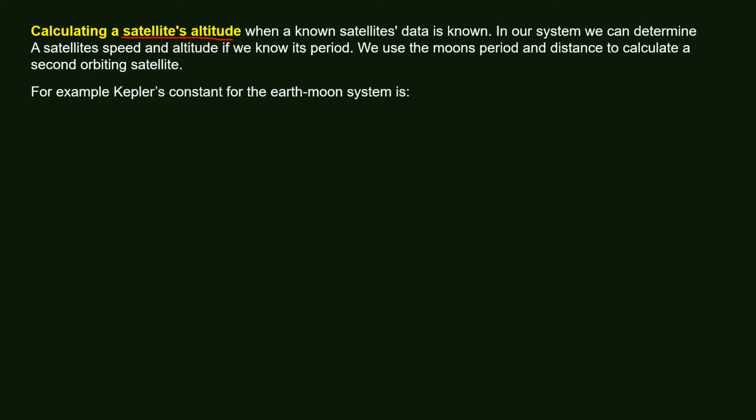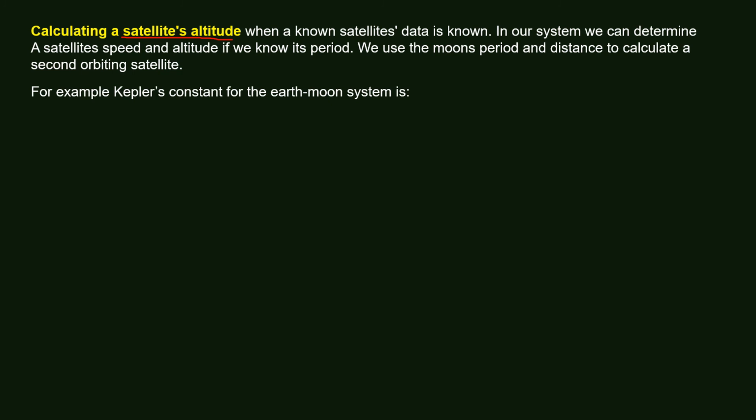Also, we can calculate the velocity, because the velocity, depending on the altitude of the satellite, could be different. So what we need to do is look at other satellites. If we compare a satellite that has been launched into space, then we have another satellite that we can use to compare proportionately. That's the moon's period and distance.